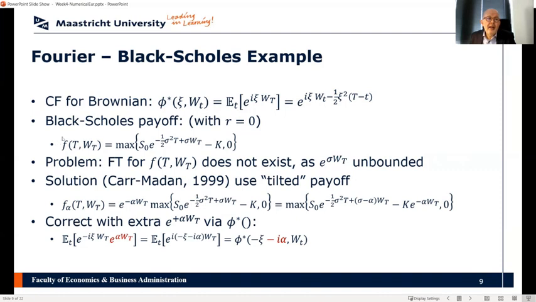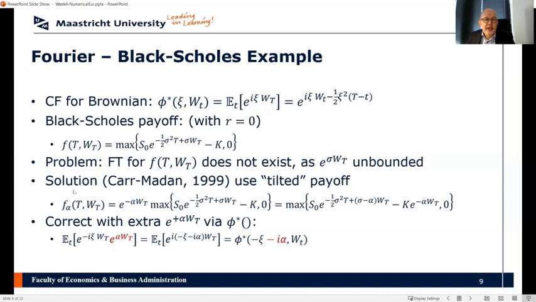And the question is now, can we compute the Fourier transform of this payoff? And then there is a problem, because the Fourier transform basically is only well defined for functions that are bounded, or for functions that, if you go to infinity, basically have to go to 0. And of course, this function, if W becomes larger and larger, e to the power sigma square root of t basically explodes exponentially to plus infinity. So this is an unbounded function, and the Fourier transform of this payoff does not exist.